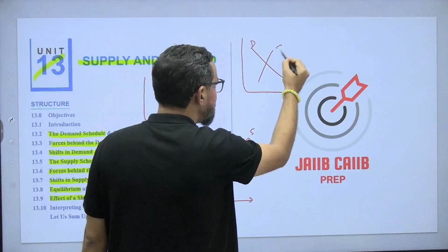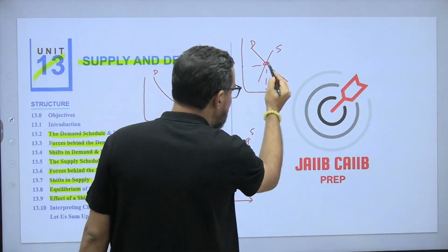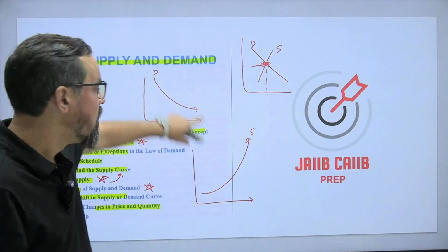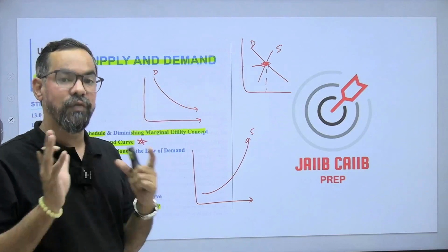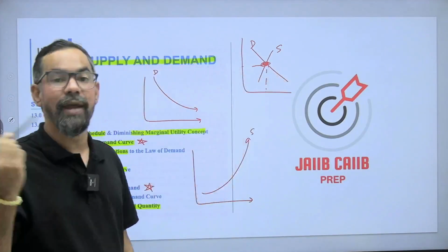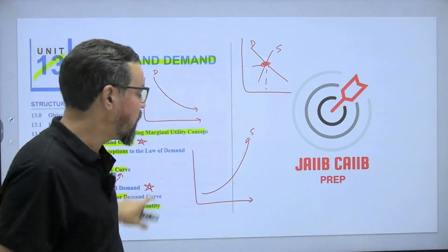This is your demand curve, this is your supply curve, and this is the equilibrium, on the basis of which we generally decide the market prices and all. What will be the factors above and below this particular point, and how does that adjustment happen in the market? That's generally part of this topic.